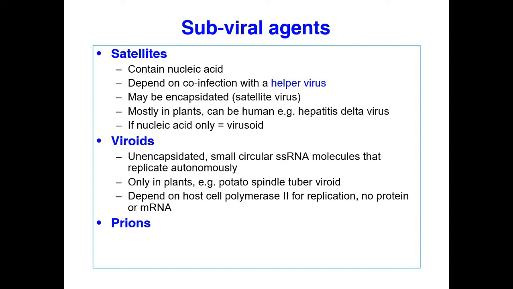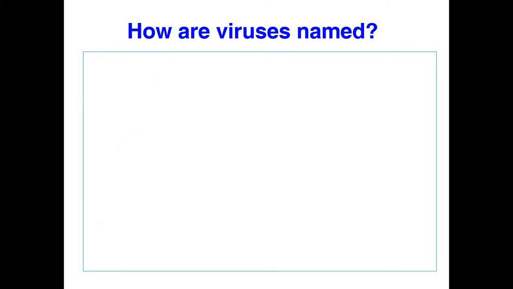Others are prions. Prions are infectious proteins that don't have any kind of nucleic material. An example is bovine spongiform encephalopathy.